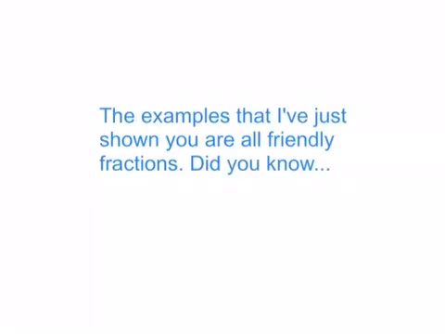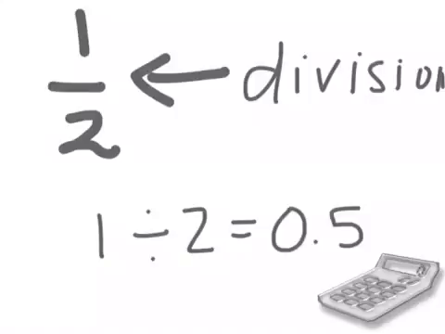Now, the examples that I've just shown you are all friendly fractions, but did you know you can use a calculator to figure out any decimal number of any fraction? Let's have a look. If we have 1/2, we know that this line here just means division. So on my calculator, I can type in 1 divided by 2, and the answer that comes up will be 5/10, and I know that I can add a 0 at the end if I want to make 50 hundredths.